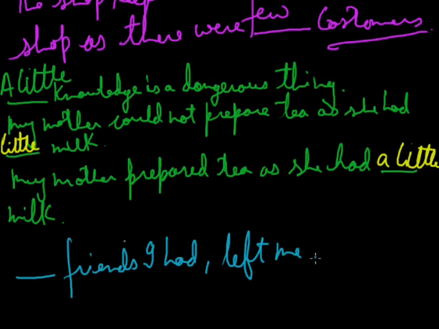Some more examples. Dash friends I had left me. That means whatever friends I had, though I did not have much friends, but now I am taking all those friends in a collective sense. So the right answer will be the few friends because friends is countable. That's why we will use few of those. The few friends I had left me.